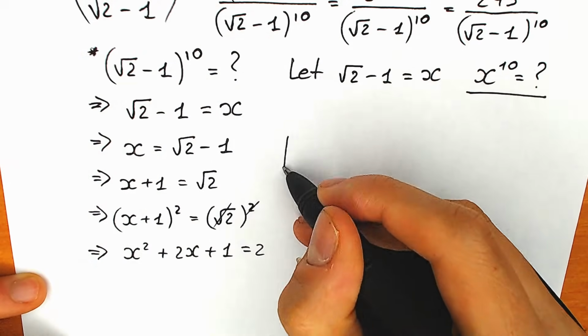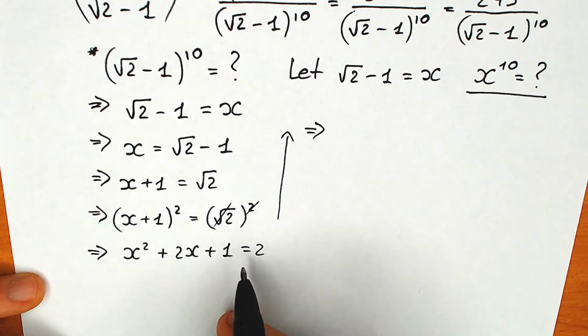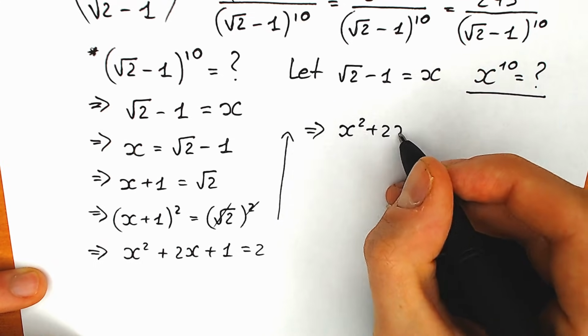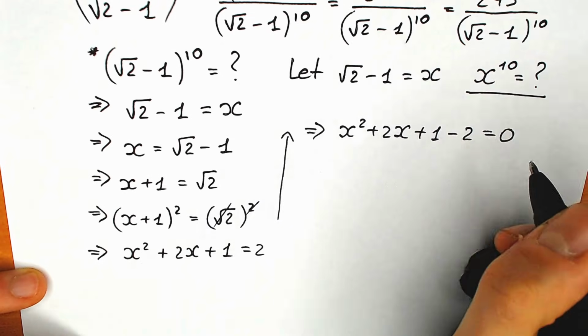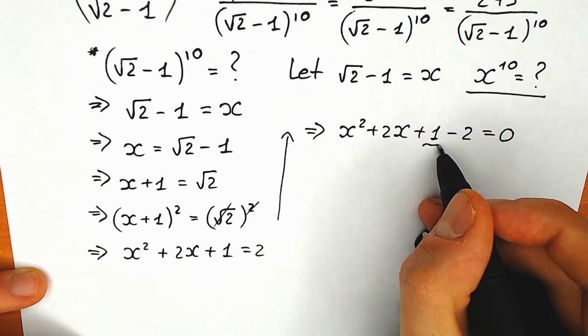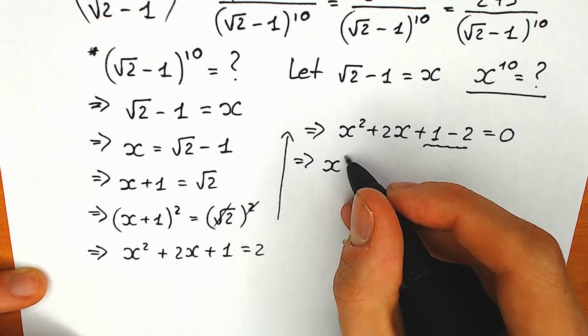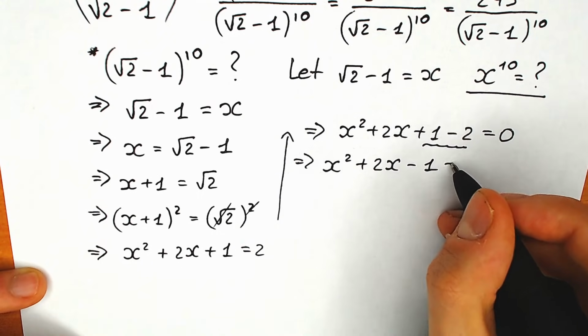Right now, let's continue right here because I don't have enough space. So right now, let's subtract 2 from both sides. As a result, we have x squared plus 2x plus 1 and minus 2 from the right side equal to 0. Right now 1 minus 2 equal to minus 1, so as a result we have x squared plus 2x minus 1 equal to 0.